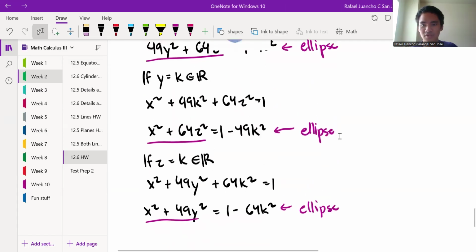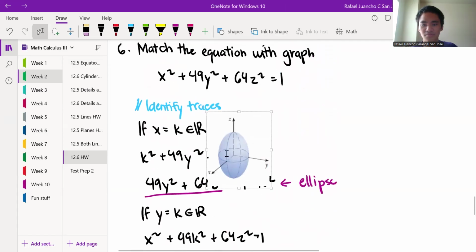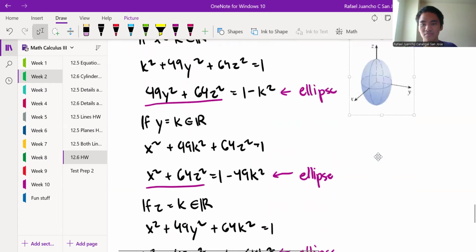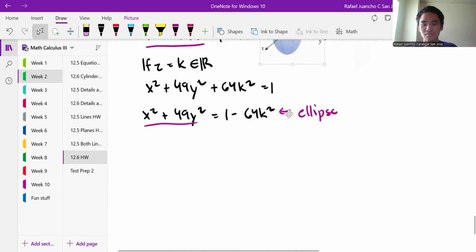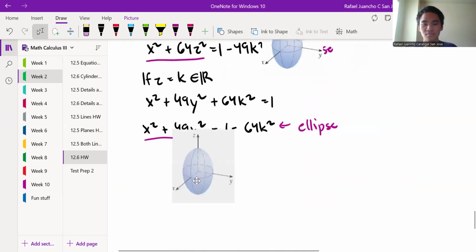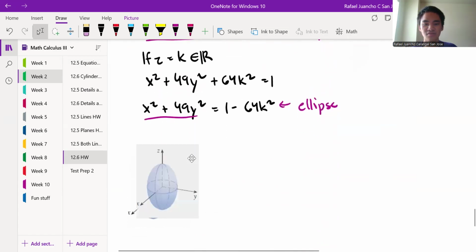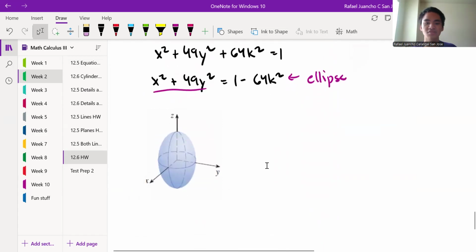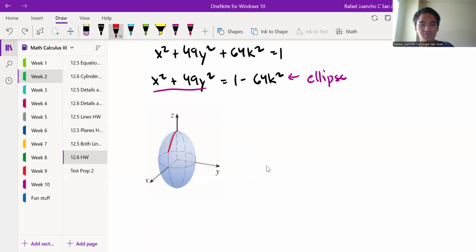Oh, where did I copy paste it? Oh, there you are. It could be either this guy, right? Why do I say it's this guy? Well, again, from all the planes, their traces are ellipses. This looks like an ellipse from the XY plane. This looks like an ellipse from the XZ plane. And this looks like an ellipse from the YZ plane.